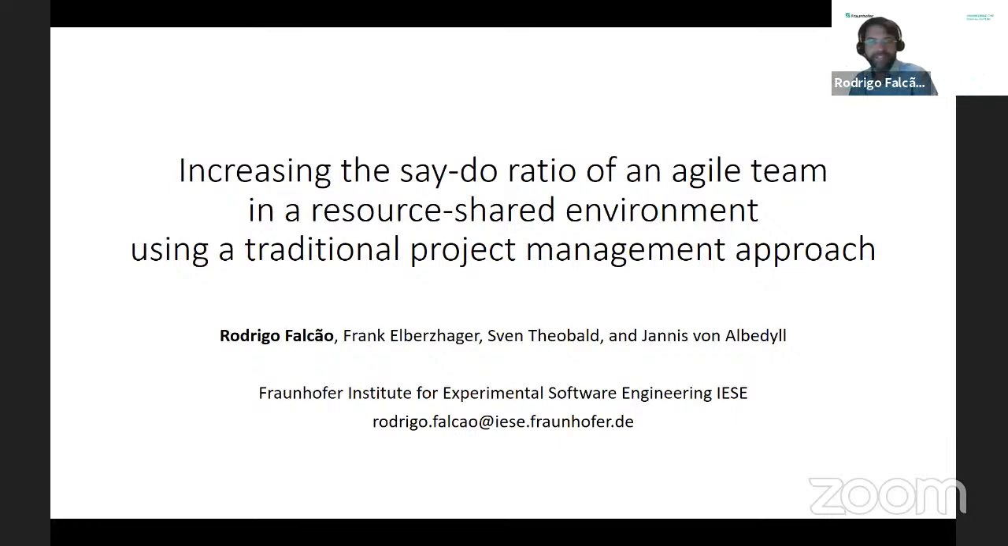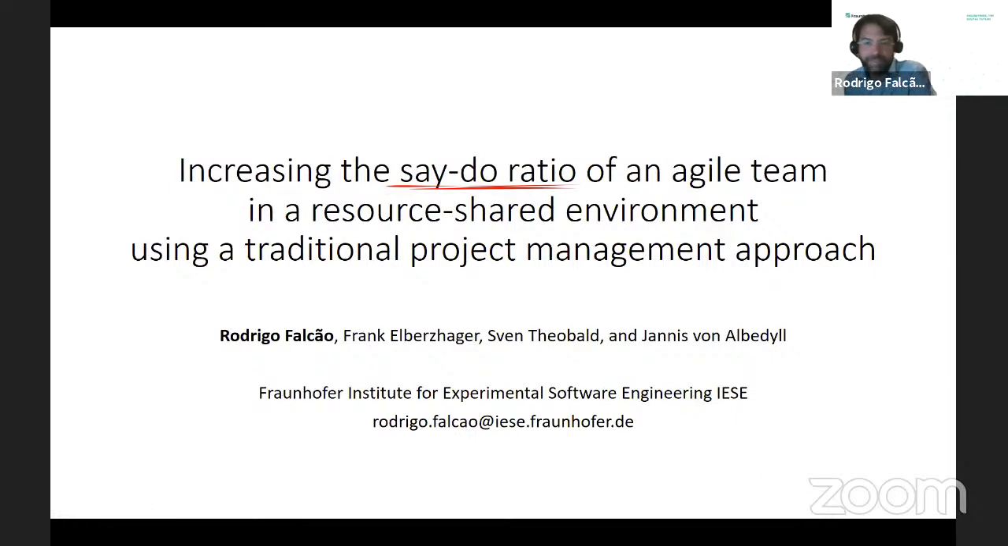Okay, thank you very much. My name is Rodrigo. I'm a researcher at Fraunhofer Institute for Experimental Software Engineering here in Kaiserslautern, Germany, and I'm here today to share an experience that we had with one of our agile teams in our institute. We are used to using Scrum, and we decided that we needed to improve the say-do ratio of one of our teams.